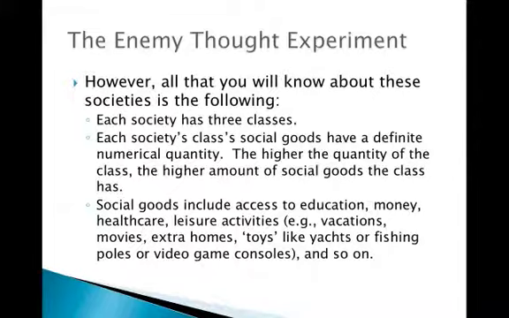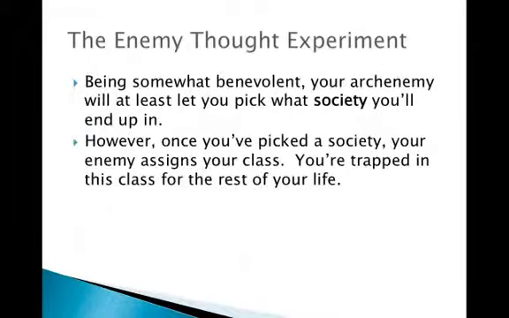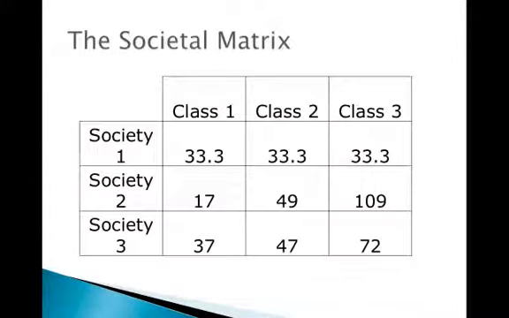You have to pick the society. That's what your enemy is going to let you pick. Being somewhat benevolent, as I mentioned, your archenemy will at least let you pick what society you'll end up in. However, once you pick the society, your enemy will assign your social class, and you're trapped in that class for the rest of your life. So this is kind of like a mixture of Return of the Jedi and Futurama, I just realized. Regardless, we're going to call this a societal matrix. This is the breakdown of the 3 societies and the 3 classes in each society. And recall, you get to choose the society, and then your enemy chooses the class.